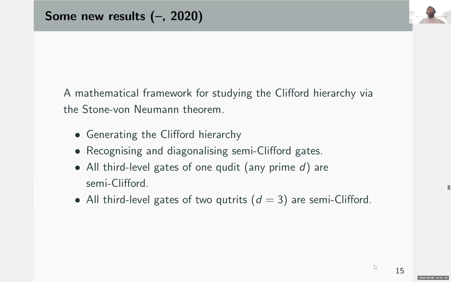And so that only talks about 1 qudit gate, but we also need 2 qudit gates. And so using this perspective, I managed to prove that for 2 qubits, every 3rd level gate is semi-Clifford. But again, that's only for 1 single dimension. So it's not really satisfying because we want to know what happens for an arbitrary dimension.